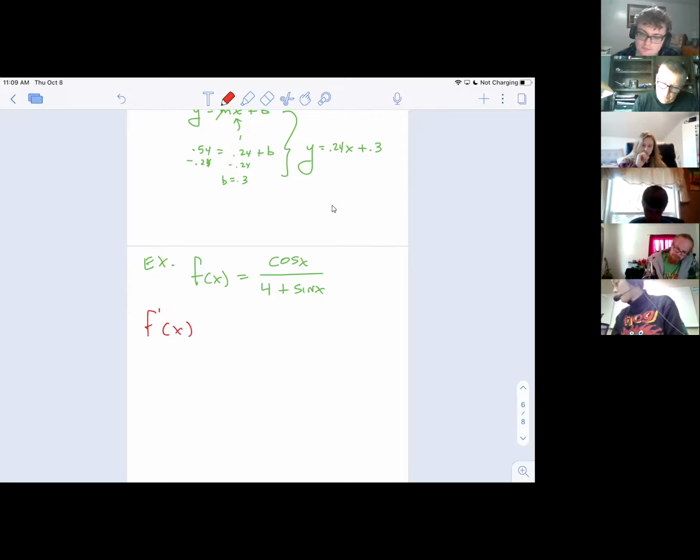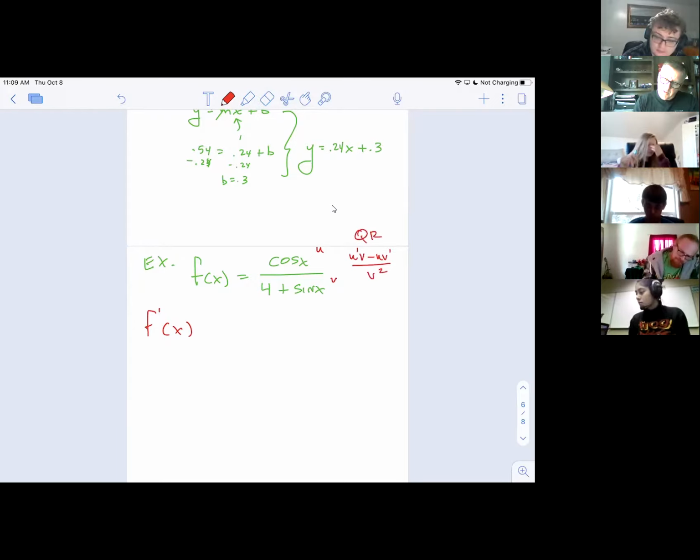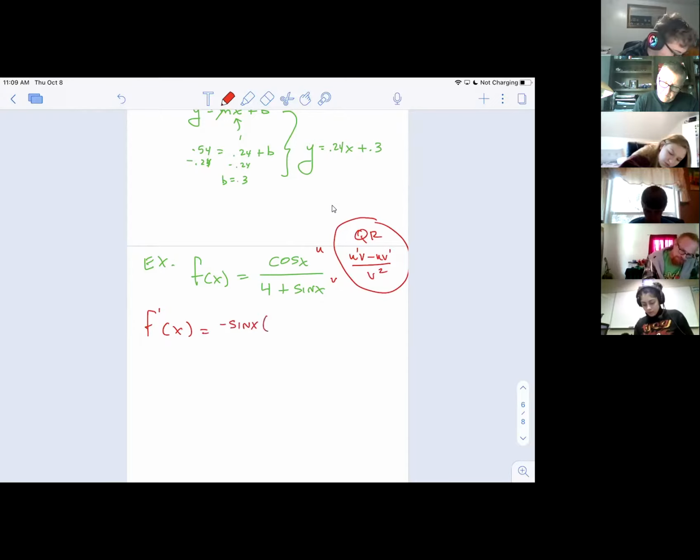Let's see, quotient rule. The top is the u, the bottom is the v. The quotient rule is u prime v minus uv prime. Same as product, but just with a minus sign. But then we have to divide by the bottom squared. So I'm just reminding myself what the quotient rule is. So the derivative of the top, which is negative sine, so there's u prime, times the bottom left alone. These parentheses are very important. All of that minus the top left alone, which is cosine.